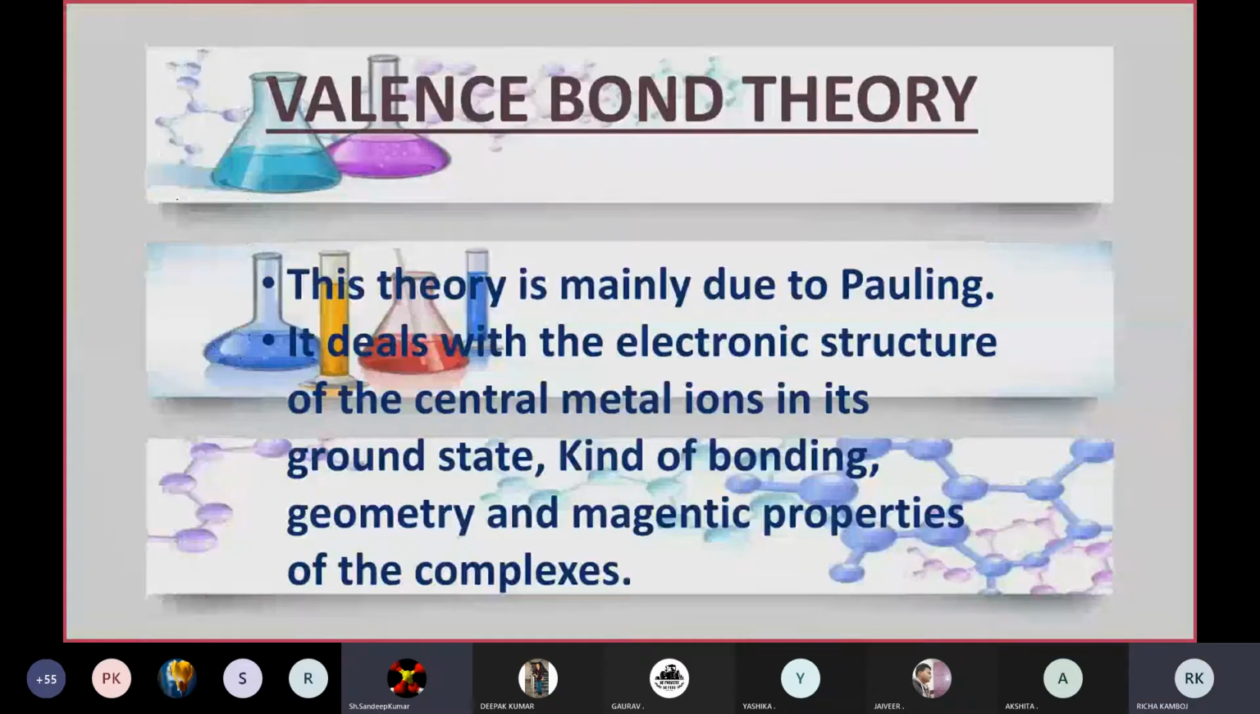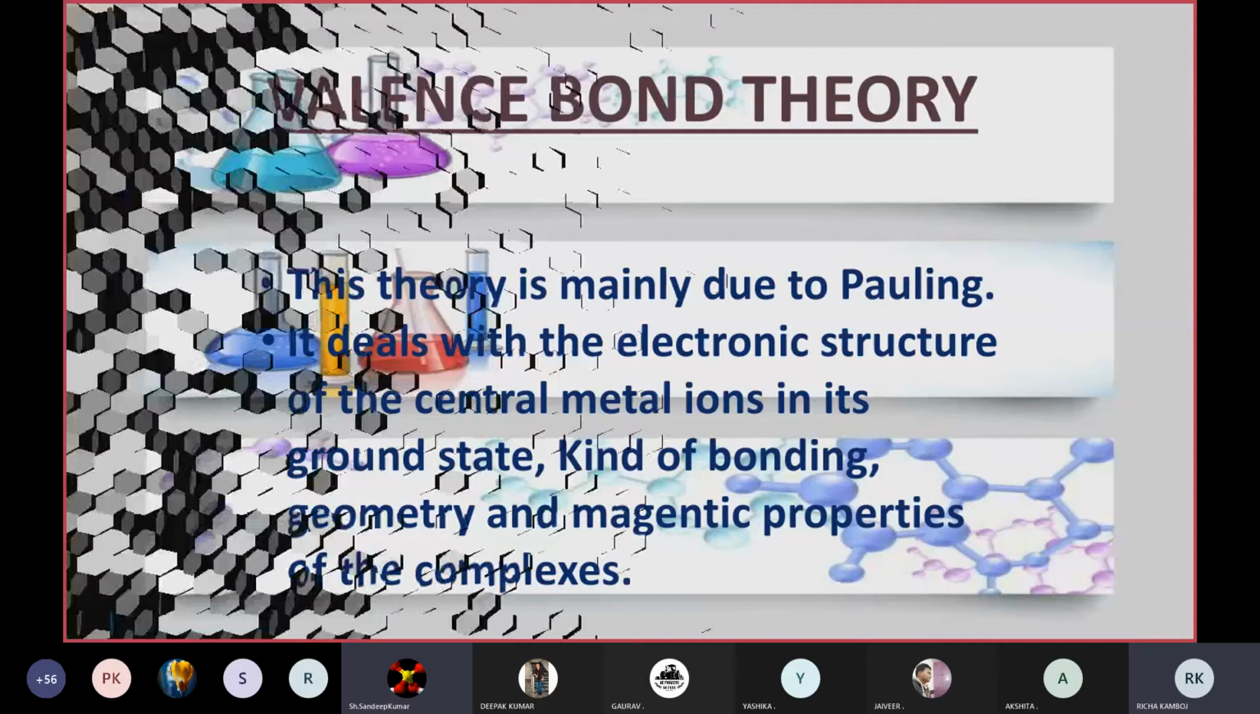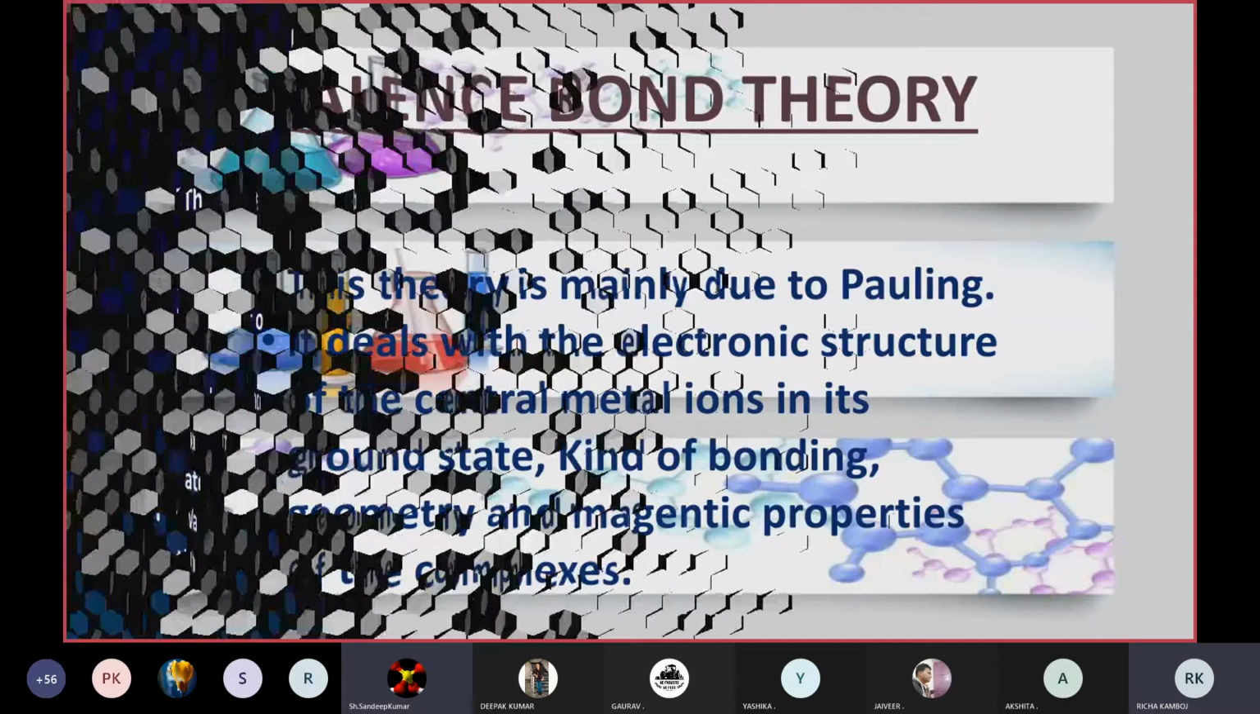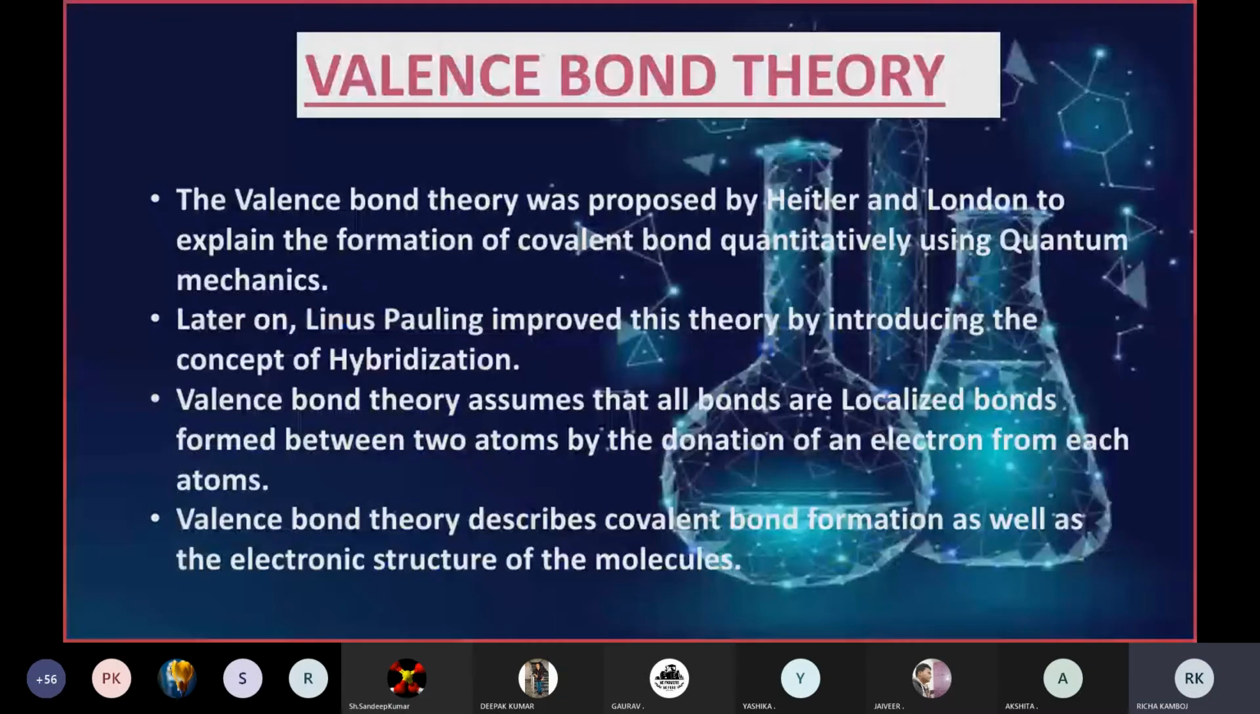This theory is mainly due to Pauling. It deals with the electronic structure of the central metal ions in its ground state, kind of bonding, geometry and magnetic properties of the complexes. The valence bond theory was proposed by Heitler and London to explain the formation of covalent bond quantitatively using quantum mechanics. Later on, Linus Pauling improved this theory by introducing the concept of hybridization.